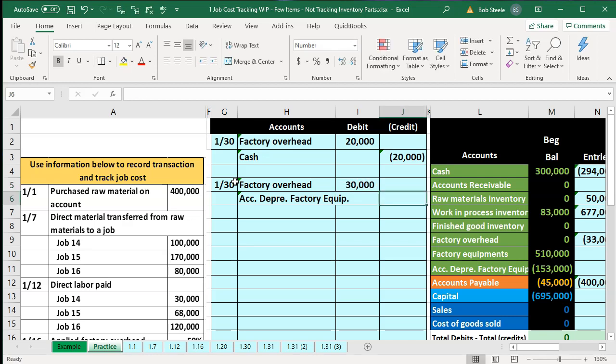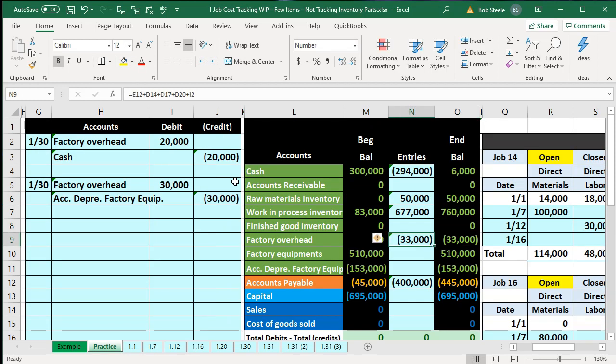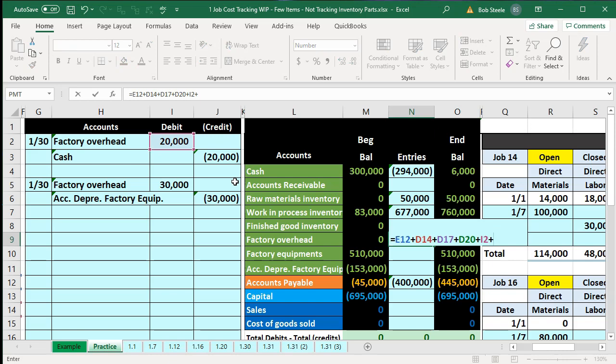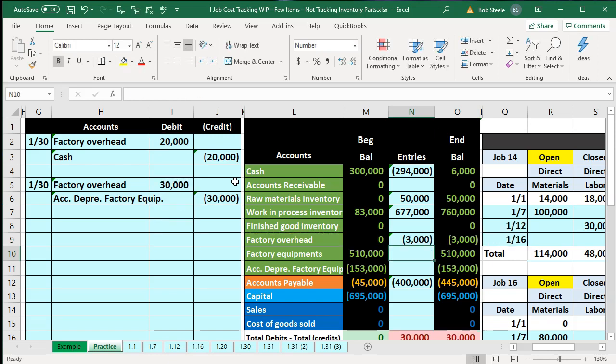That's going to be the 30,000 debit and credit. Factory overhead then, I'm going to say is F2 plus F2, factory overhead, and the accumulated depreciation in 11, which is going to increase the accumulated depreciation, decreasing the book value.